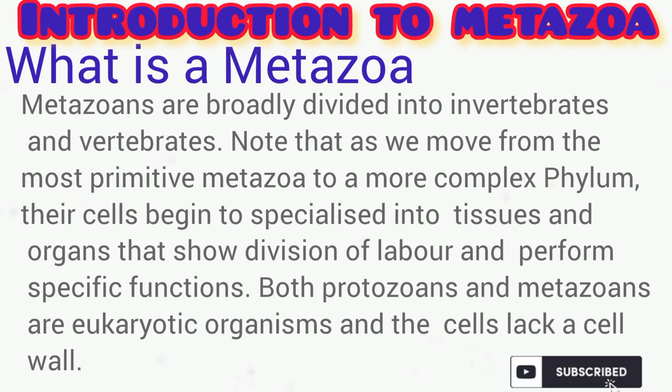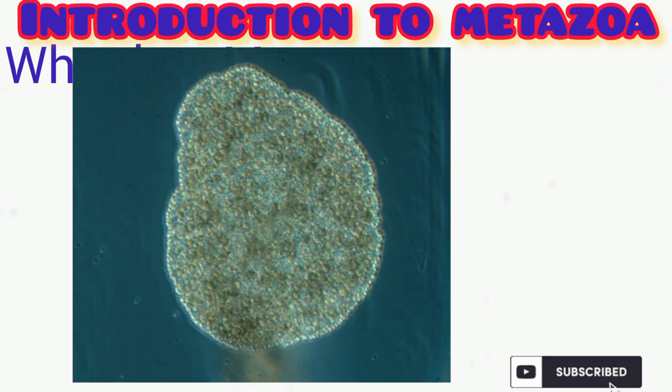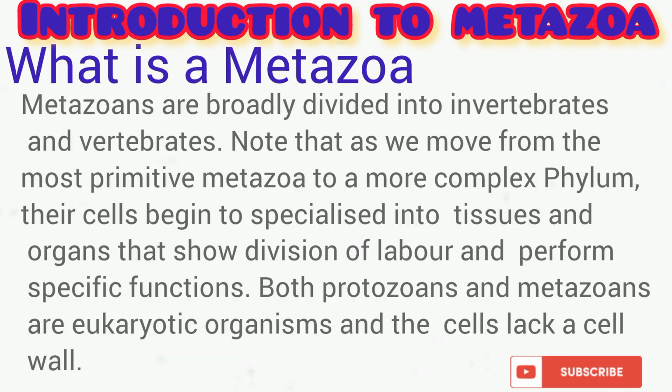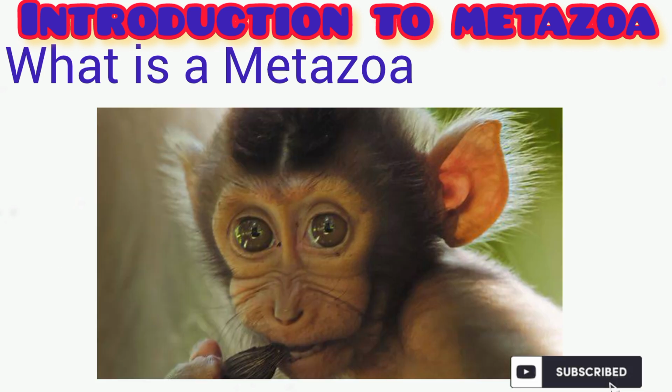Note that as we move from the most primitive metazoa to a more complex group, their cells begin to specialize into tissues and organs. There is now division of labor. Take a look at the complex mammal being displayed on the screen. The eyes, which is an organ, is being used for sight or for seeing.